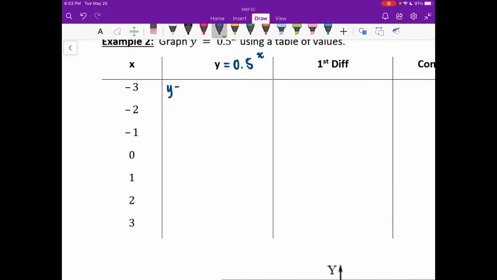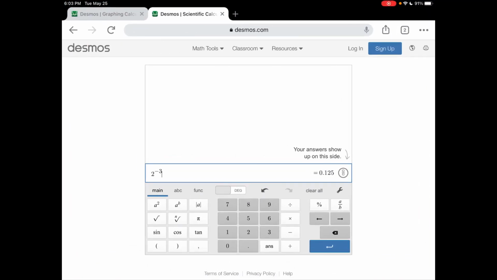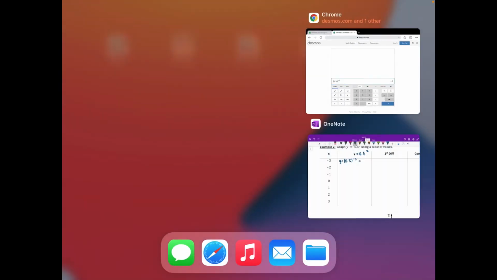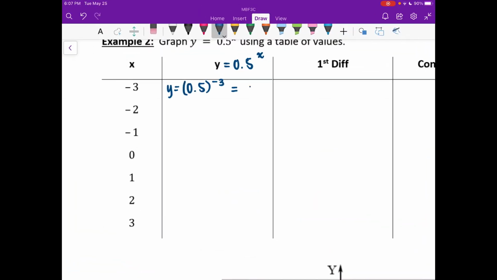So here we're going to do y equals 0.5 to the power of negative 3. Right, let's go into my calculator and put that in. So I'm going to clear this. I'm going to put it in a bracket, 0.5. Always put the 0.5 in brackets, and then you're going to say to the power of, and I started with negative 3. So in this situation, it is going to be 8, right? So I'm going to just go back into my table of values here, throw in 8.